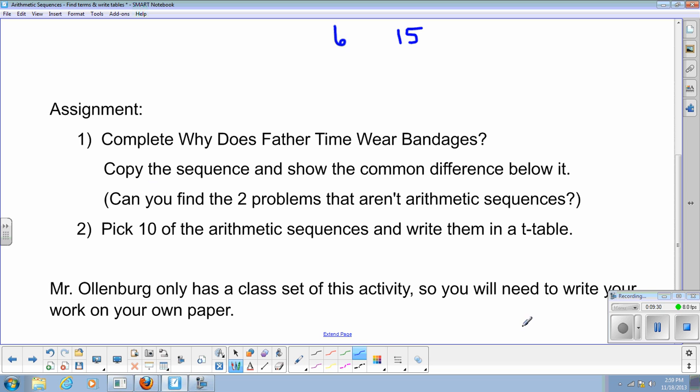I do want you to know I only have a class set of this sheet, so you will need to write your work on your own paper.